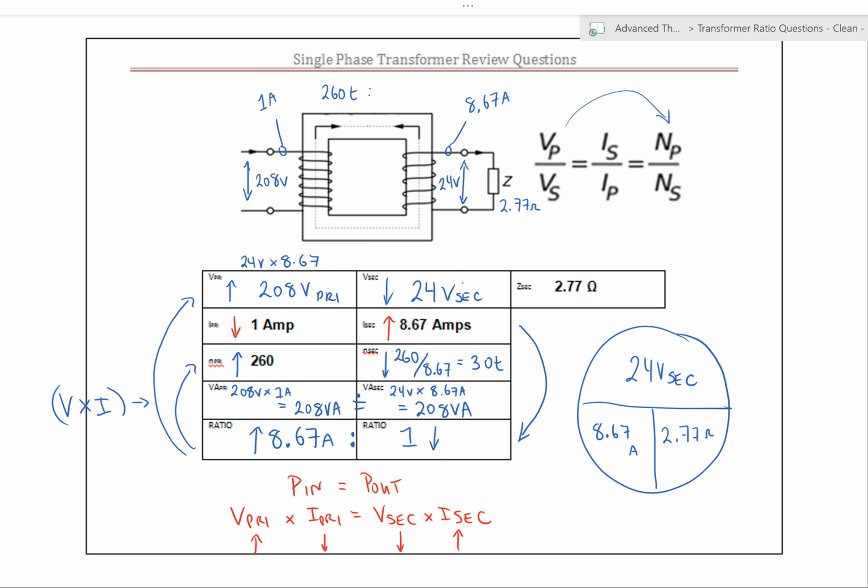All right, so we're going to build on this in the next video. We're going to do a three-phase transformer. And everything's going to be based off of the phase, because all these ratios that we just used were single phase values. And again, even though we have a three-phase transformer, it's made up of three separate single phase windings.